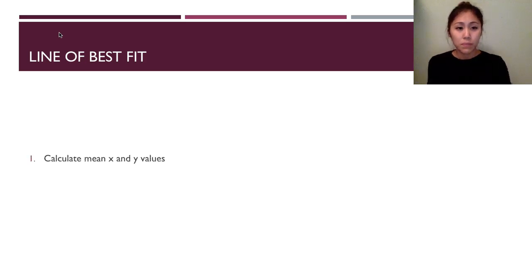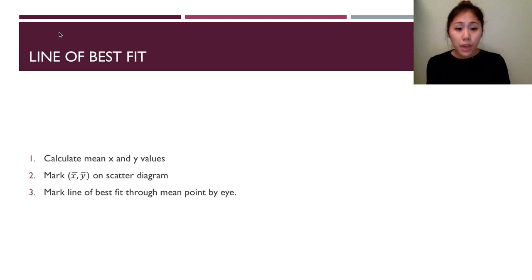So, line of best fit. The first process is to calculate the mean X and Y values, and then mark this on a scattergram. So mark your X and Y mean value. Then mark the line of best fit through the mean point by eye.